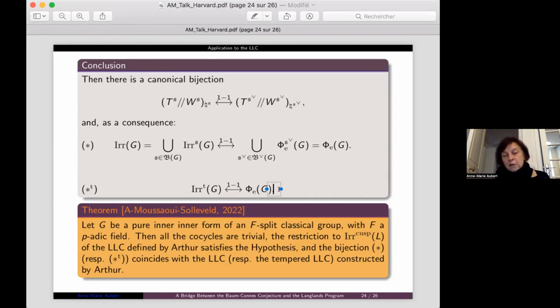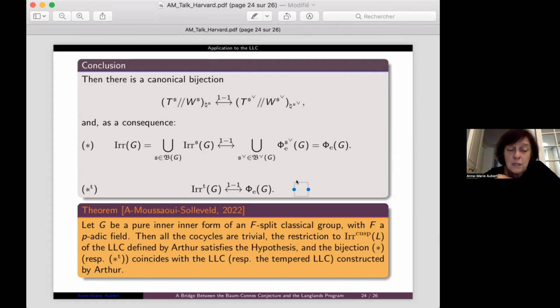So now we can say, okay, we have Langlands correspondence in general, assuming the hypothesis. But in general, we don't know, because we just get the bijection. And to be sure that it is a Langlands correspondence, you need to check that it satisfies the properties of a Langlands correspondence. So this is not done in general.